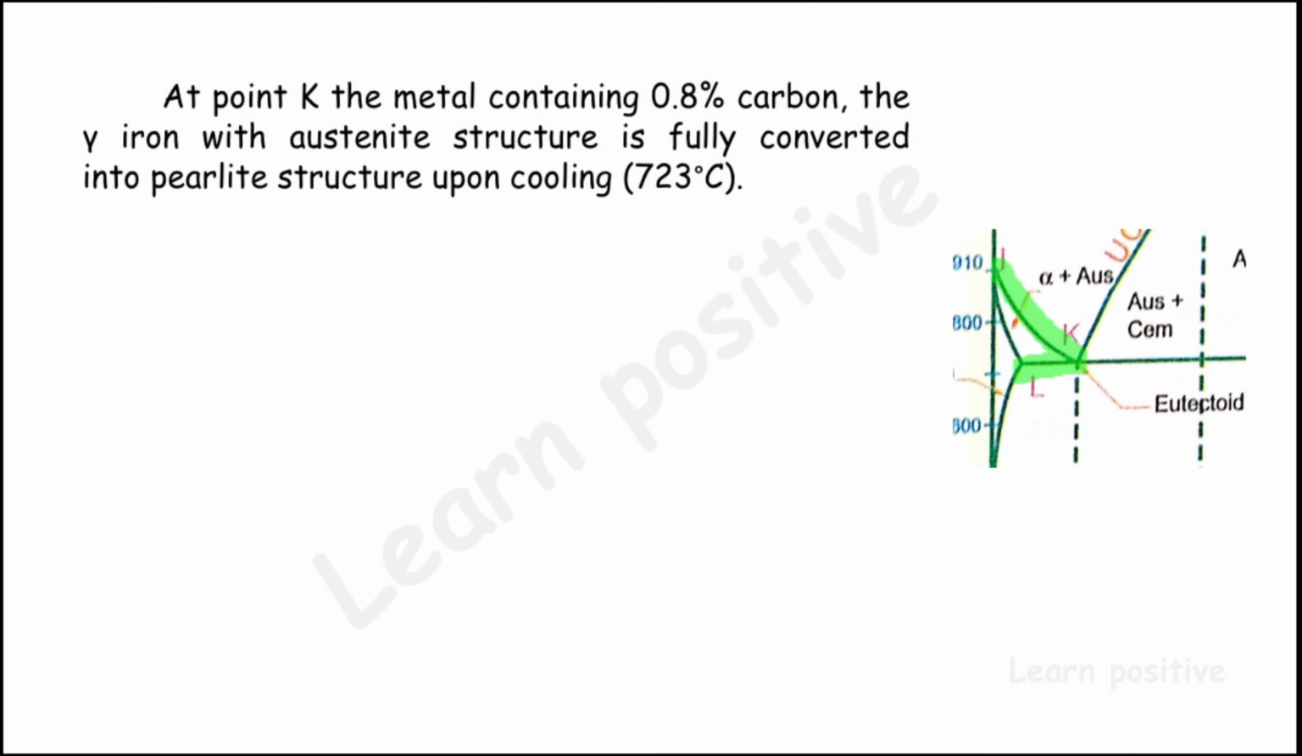And now the point K, the metal contains 0.8% carbon. The gamma iron with austenite structure is fully converted into pearlite structure upon cooling to 723 degrees Celsius. So in the point K, the metal was cooled to 723 degrees Celsius from the temperature of 1130 degrees Celsius. So it is called the point K.